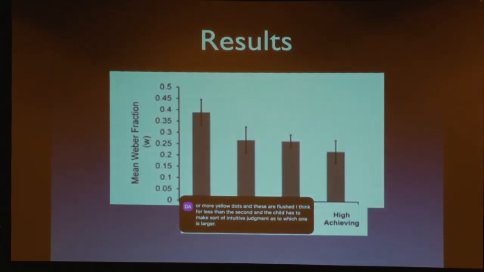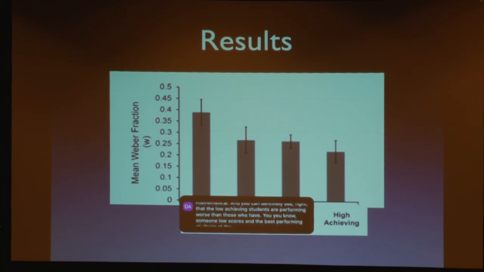And what you're seeing here, don't worry too much about what Weber fraction means. Just know that a higher bar means worse performance, worse numerical discrimination performance. Unfortunately, the labels are hidden, but they go from left to right, from very low to high mathematical ability. And you can definitely see that the low achieving students are performing worse than those who have somewhat low scores, and the best performing students are the high achieving students.